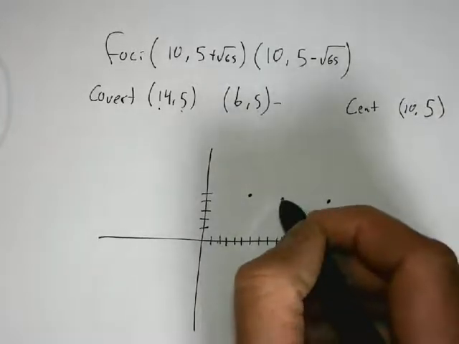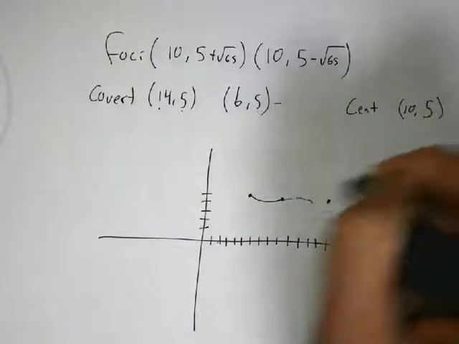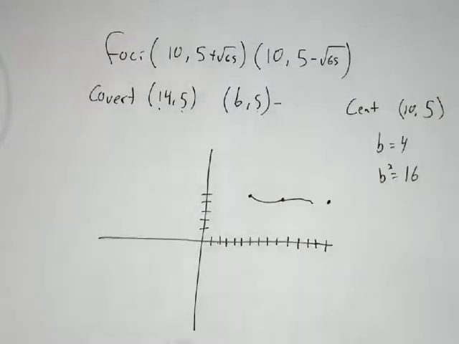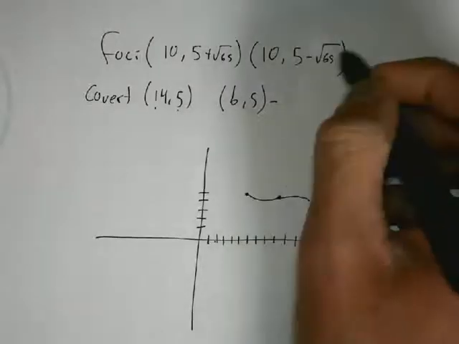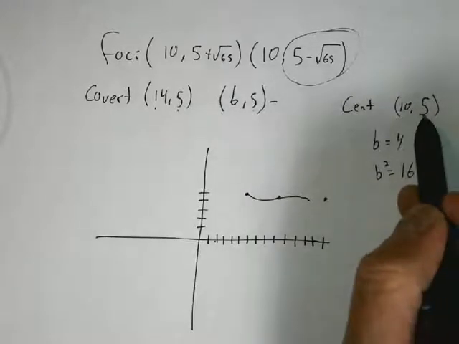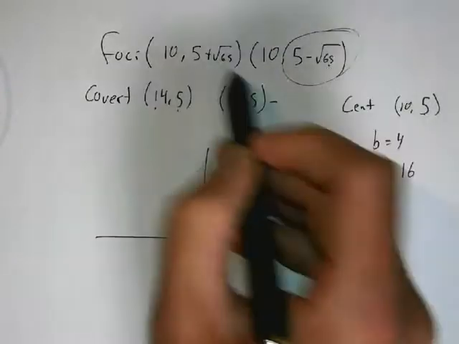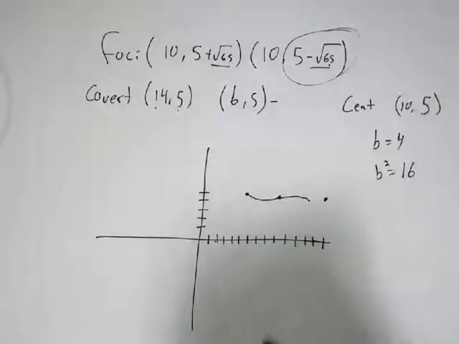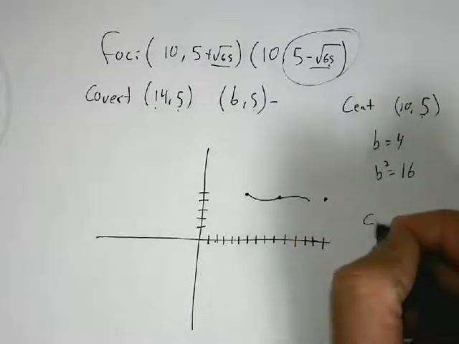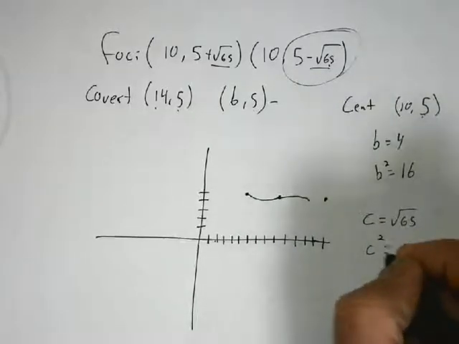From here to here is our b value, so our b value is going to be 4, so b squared is 16. So we know that much. Now, without drawing this in, since we know our center is at 5, you'll notice the distance from the center to the focus is always c. Look how the same amount is added to both. I don't even have to draw it in, because I know my c value has to be the square root of 65, which means c squared is 65.